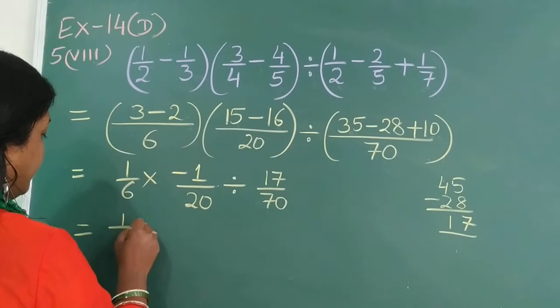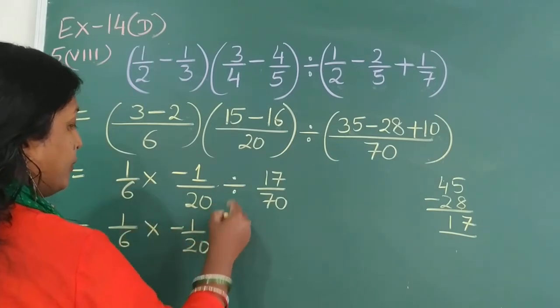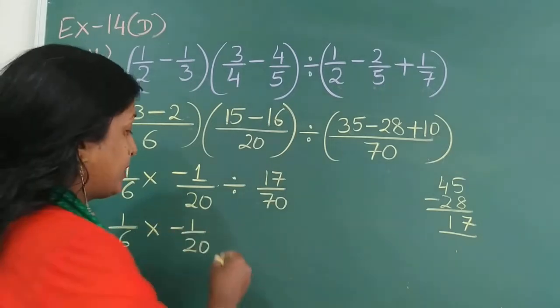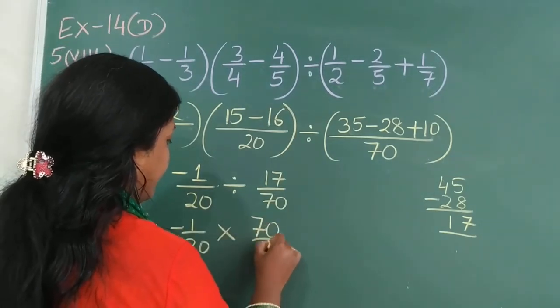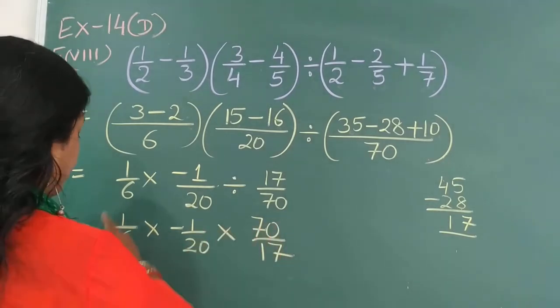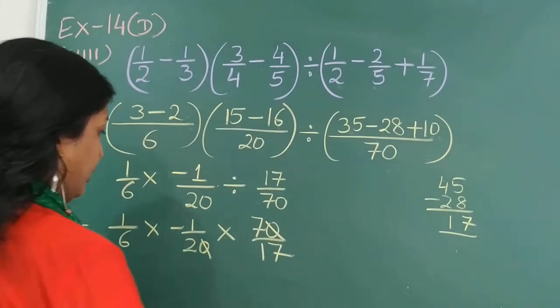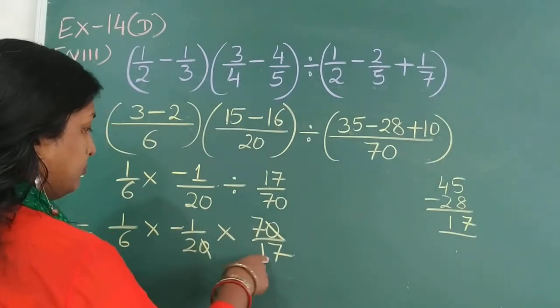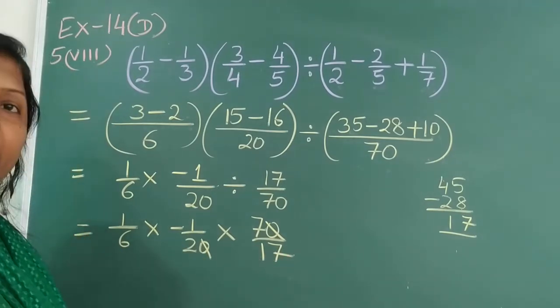So 1 by 6 into minus 1 by 20. Division, what to do? Reverse. We will go for multiplication. 70 by 17. So now we have all multiplication signs. Let us see if something can be cancelled. 0 and 0. Cancellation, you remember? 7, 2, 6. I don't see anything can be cancelled.